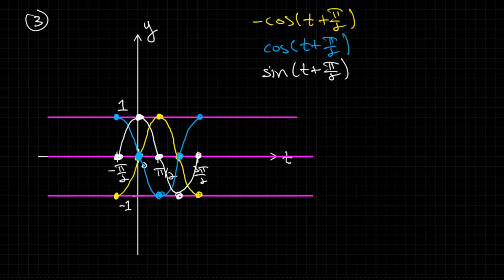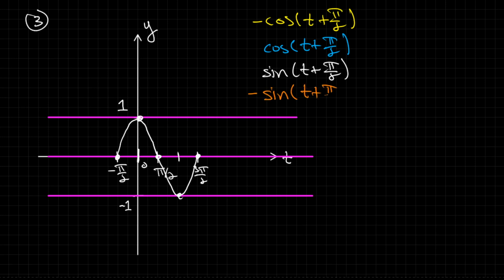And finally, if you wanted to sketch minus sine of t, I think I might be better served simply erasing these before I sketch that graph. But let's go ahead and keep the sine of t plus pi over 2. So there's the sine of t plus pi over 2. And if I want to sketch minus sine of t plus pi over 2, then I'll start at the midline, I'll go to the bottom, I'll go back to the midline, I'll go to the top, and then back to the midline.